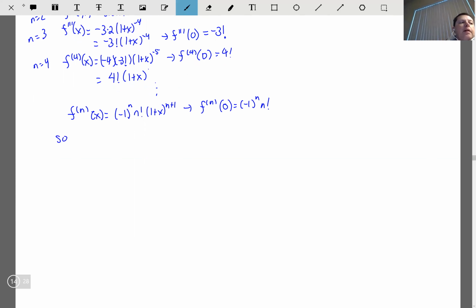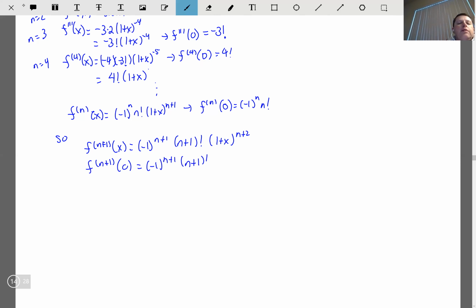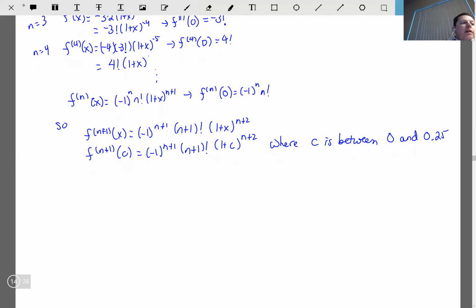Okay, so our n plus first derivative evaluated at x is going to be -1 to the n plus 1, n plus 1 factorial, 1 plus x to the n plus 2. And so when I evaluate at c, everything's going to stay the same, except x is going to be replaced by a c there. And what do we know about c? It's between 0 and the x we're evaluating things at, which is 0.25. And so our derivative then is going to be bounded.